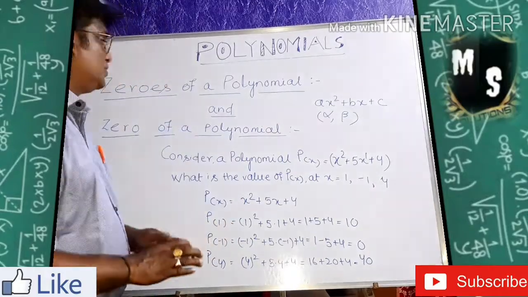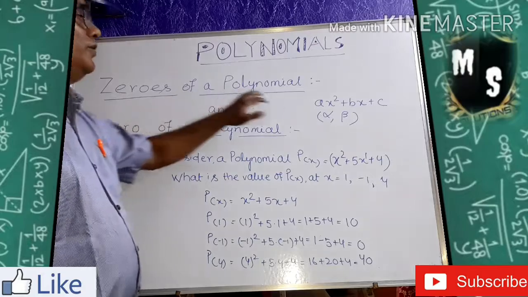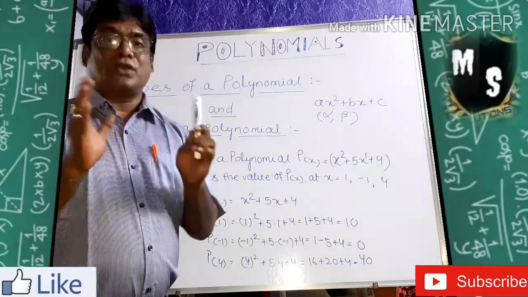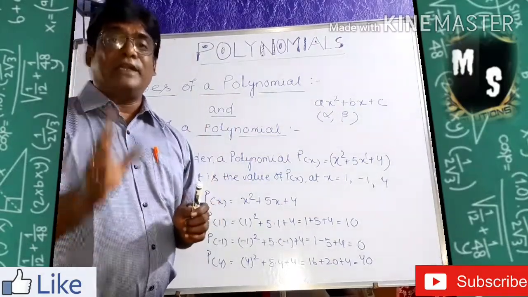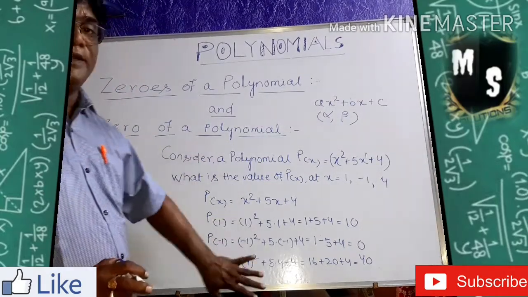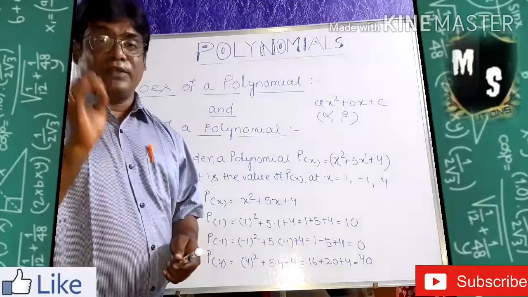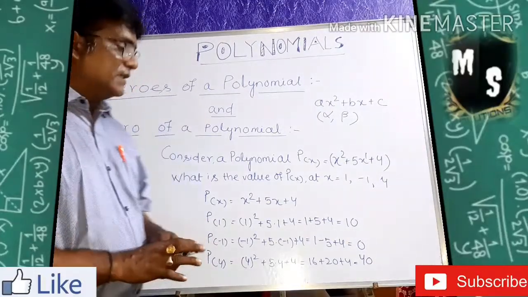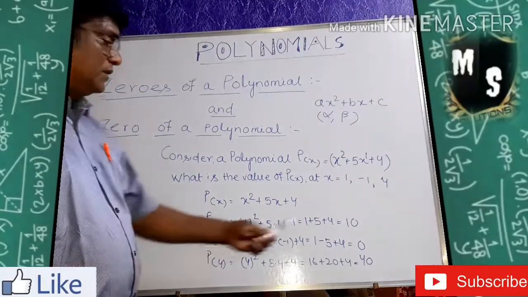So these solutions are called the zeros of a polynomial. Try to understand zeros of a polynomial. It is totally different from this zero of a polynomial. In this expression I am explaining what is zero of a polynomial. Very important, try to understand. See now, when I put 1, I got 10.